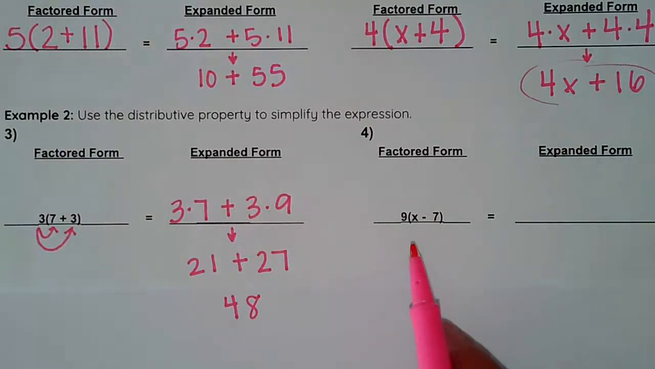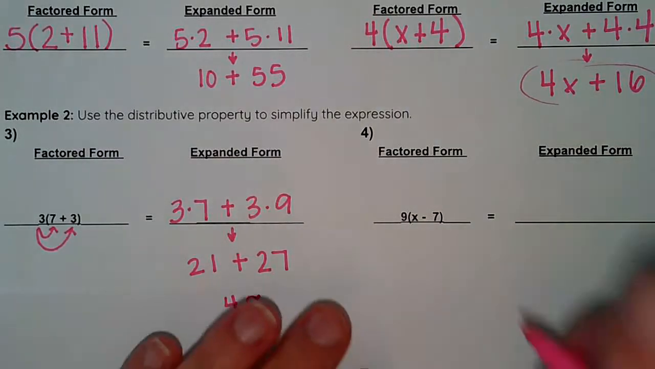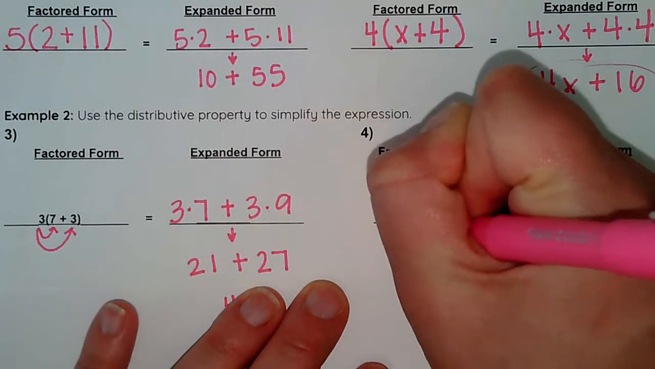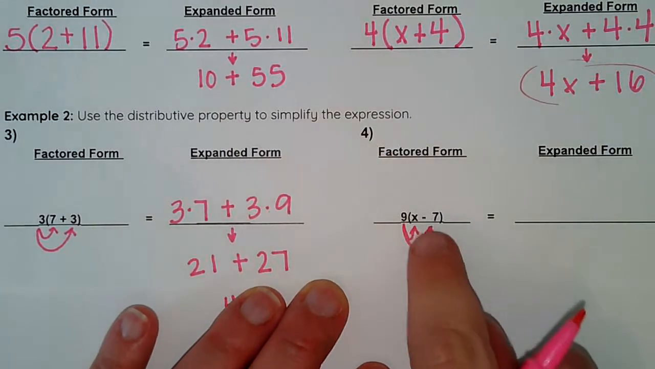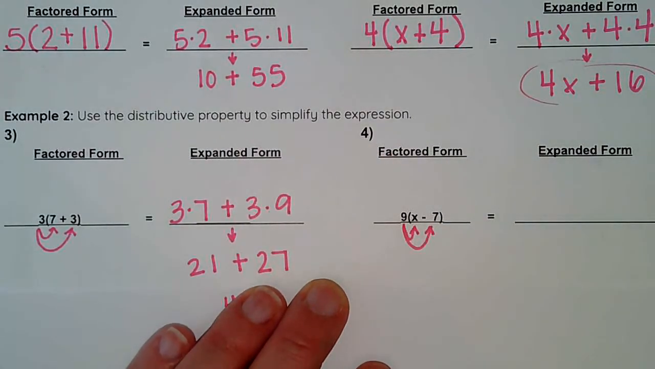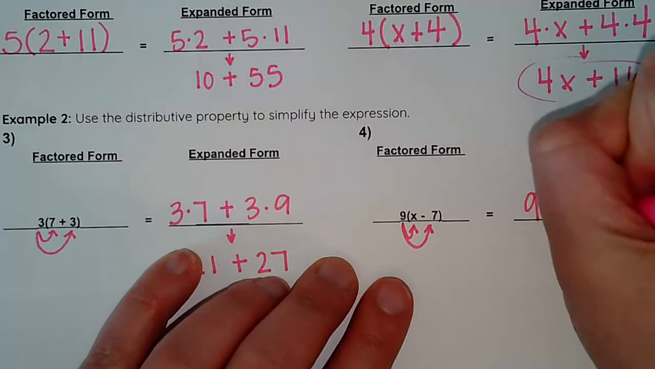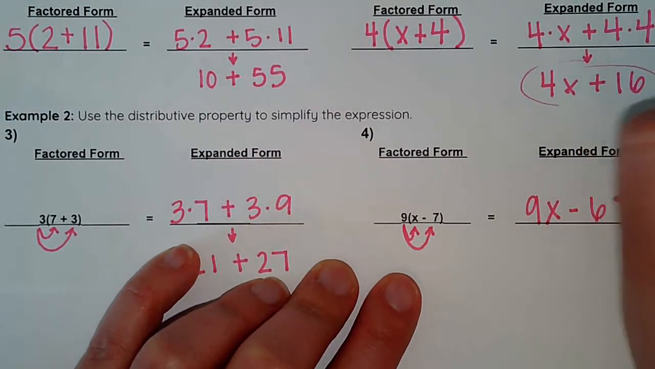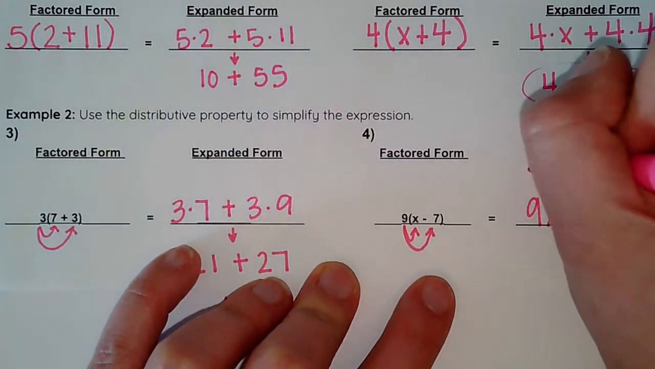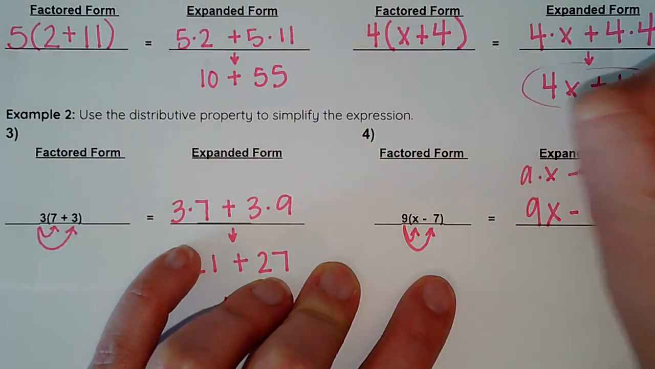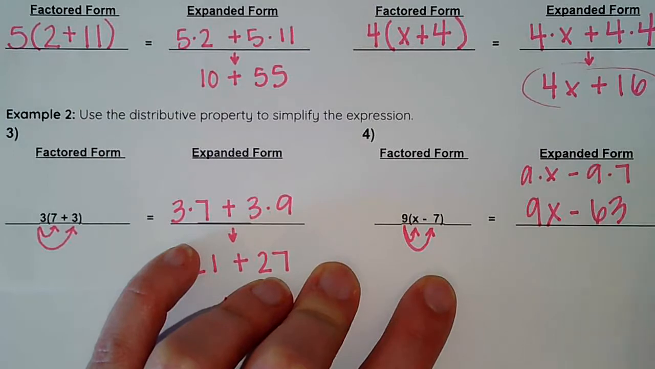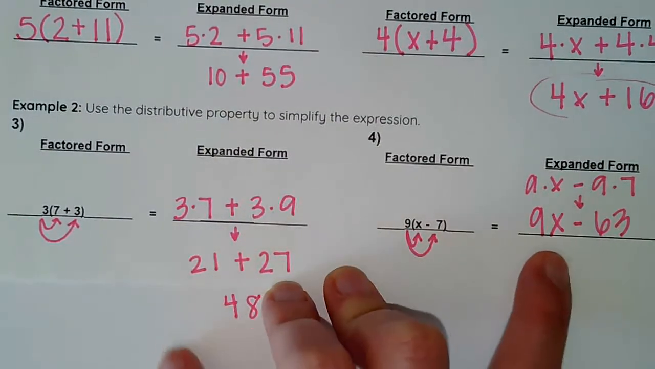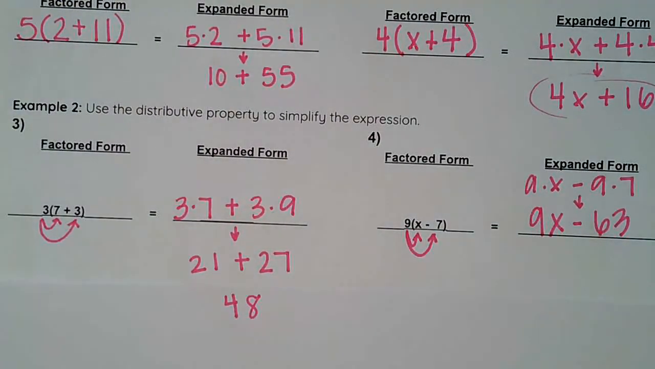Over here, we've got 9 times, in parentheses, x minus 7. So we, again, want to distribute that 9. We've got subtraction here, so we don't want to lose it. We'd say 9x, 9 times 7 is 63. So again, expanded, we'd be 9 times x minus 9 times 7. I simplify it down to be 9x minus 63.